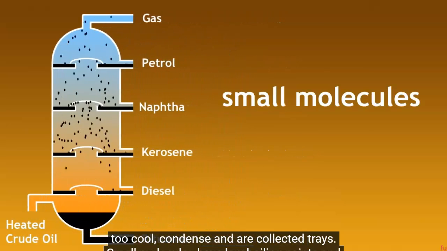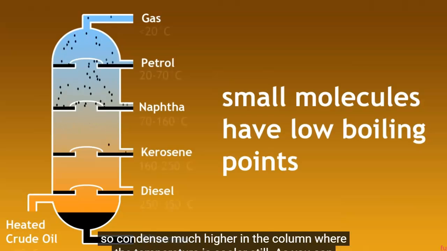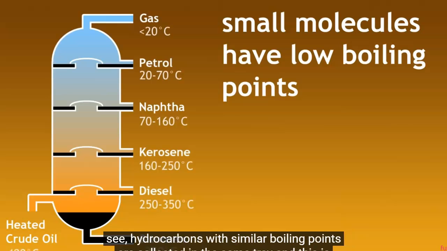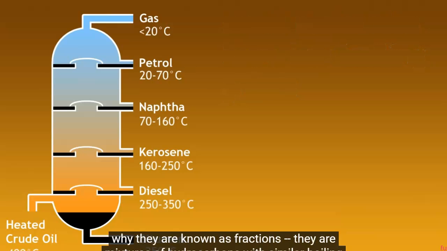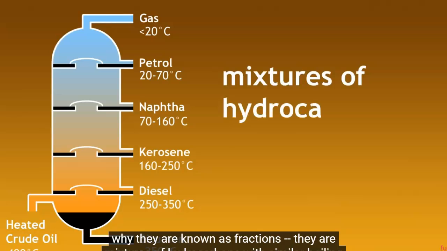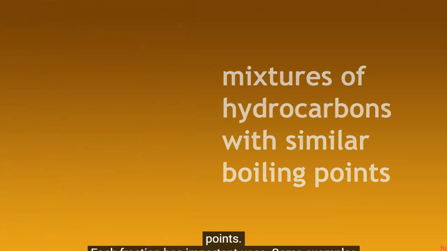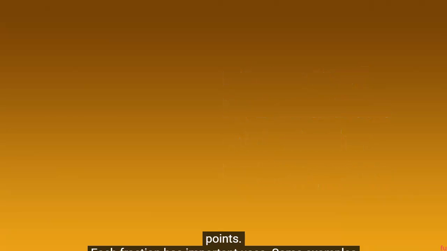Small molecules have low boiling points and so condense much higher in the column where the temperature is cooler still. As you can see, hydrocarbons with similar boiling points are collected in the same tray, and this is why they are known as fractions. They are mixtures of hydrocarbons with similar boiling points. Each fraction has some important uses.